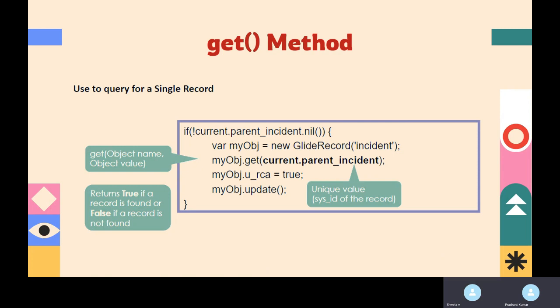Suppose they are getting the sys ID of a particular record. Here they are getting the sys ID using the get method. They are not doing any query. They are directly getting the sys ID. We didn't use add query here. We directly use my object dot get current dot parent incident, a unique value, that means the sys ID of the record. This way you can use the get method.